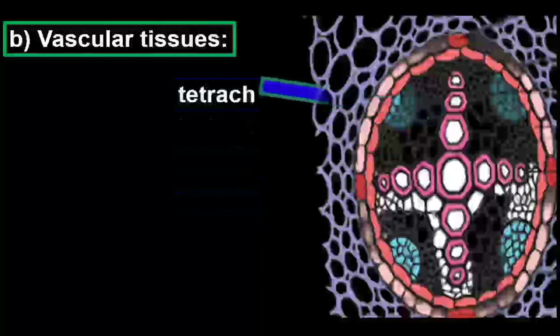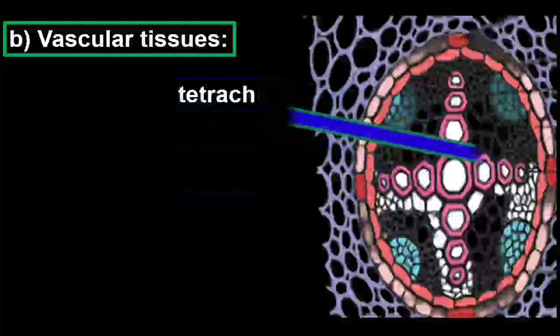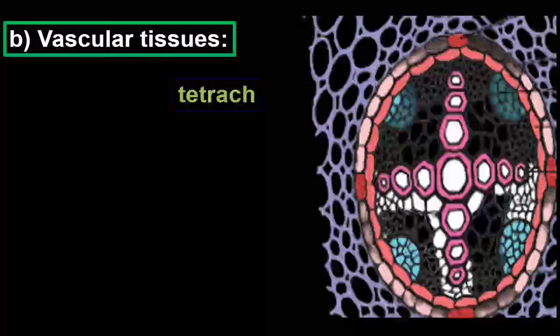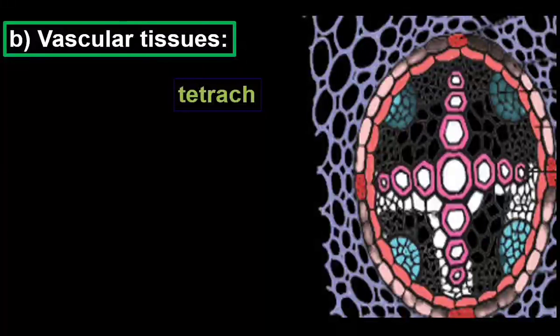Vascular tissues are tetrarch. Here there are 4 protoxylem elements. This is called tetrarch. The protoxylem is facing towards the periphery. The protoxylem projects towards the outer part. This condition is called exarch. The xylem is tetrarch due to the presence of 4 protoxylem points, and the protoxylem points project towards the periphery. This condition is called exarch.